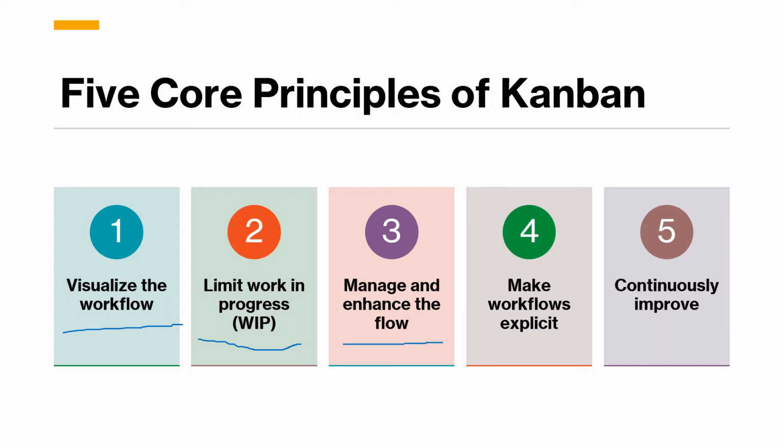Third, manage and enhance the flow. The movement of work, or flow of the work, across the Kanban board must be monitored and improved. It's necessary to measure and track performance metrics like the number of items in process and the number of items completed, to calculate average completion rate and total cycle time. Fourth, make workflows explicit. To increase the efficiency of your workflow, you must ensure that the entire team is aware of the processes and procedures. You have to review the steps within the workflow to ensure they are efficient. And finally, you have to continuously improve: find out what the improvement plan is and implement it.